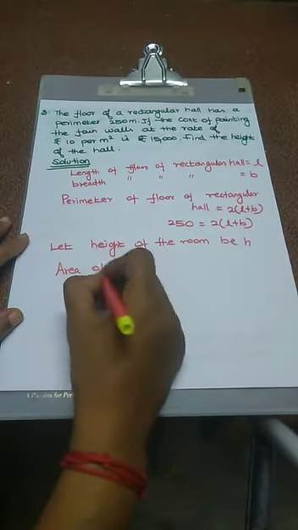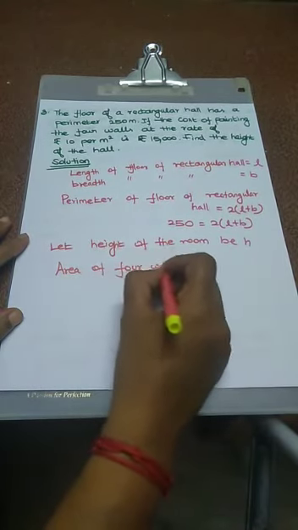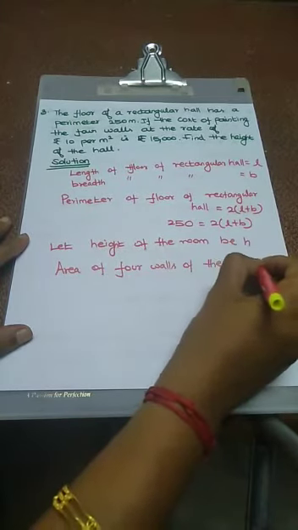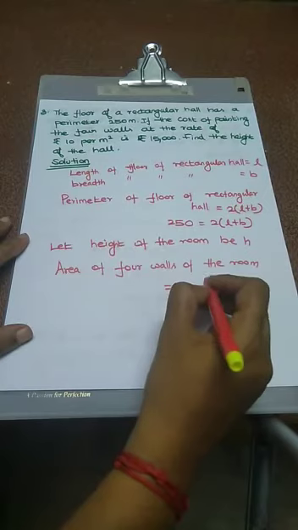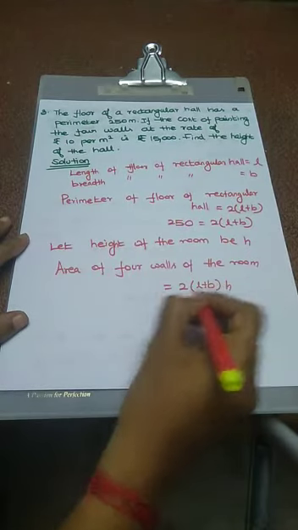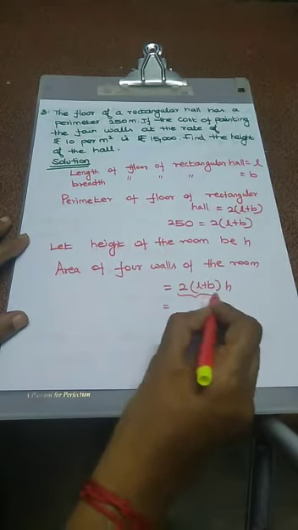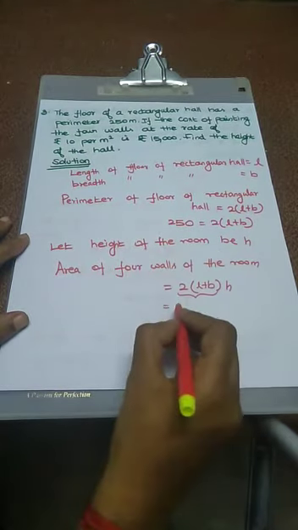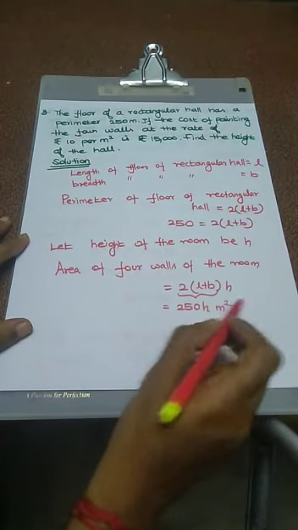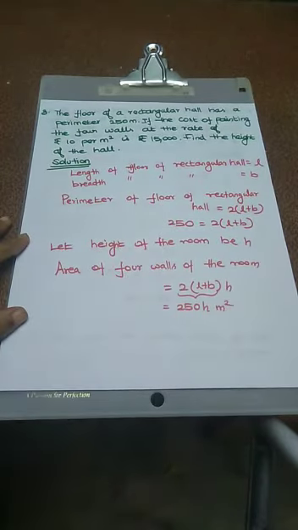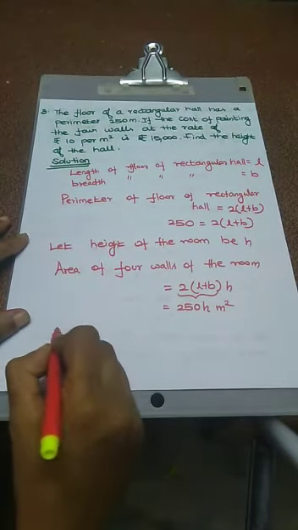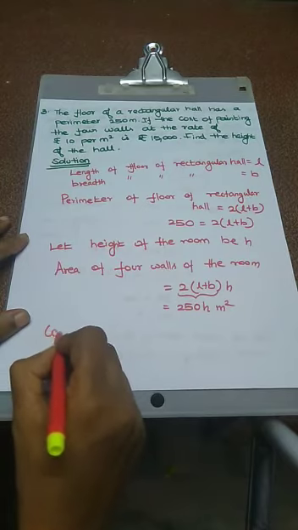So area of 4 walls of the room is equal to the lateral surface area, so 2(L + B)H. Apply the value for 2(L + B), we take the value 250. So apply the value, 250 into H. The unit is meter, so meter square. What is the next value given? Cost of painting the 4 walls per meter square is 10 rupees given, so take the value.